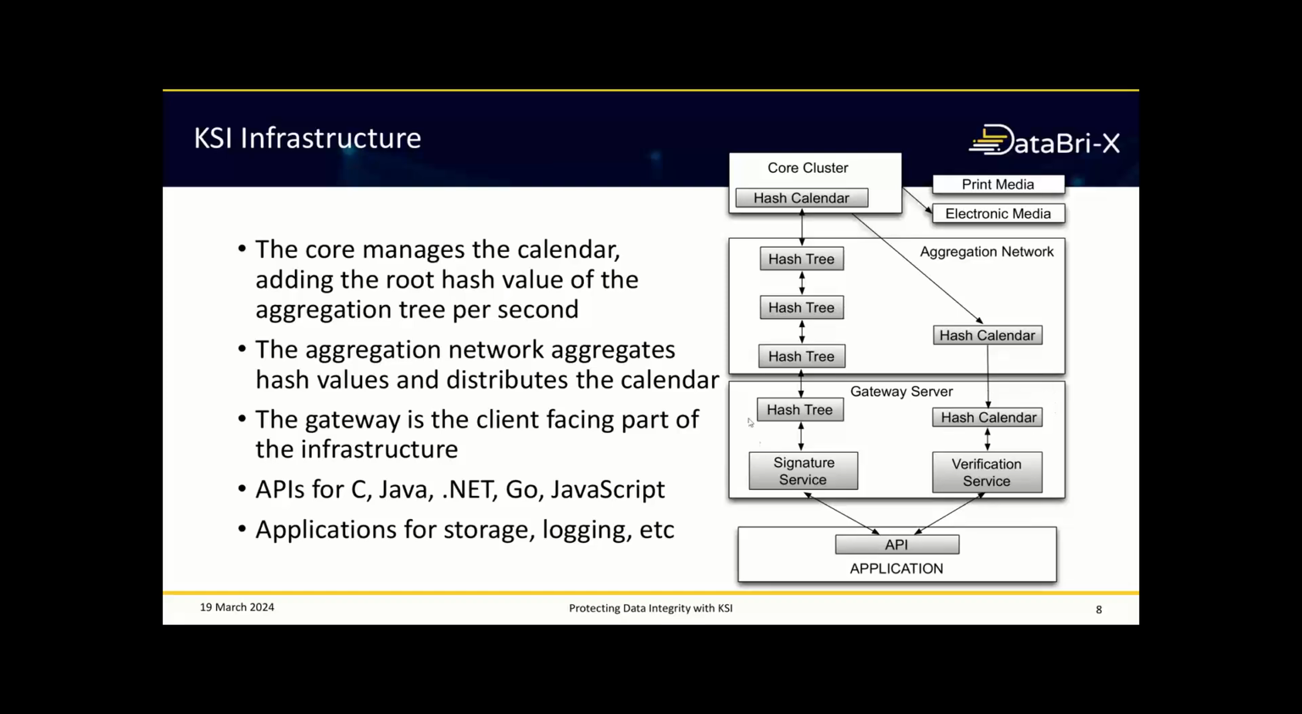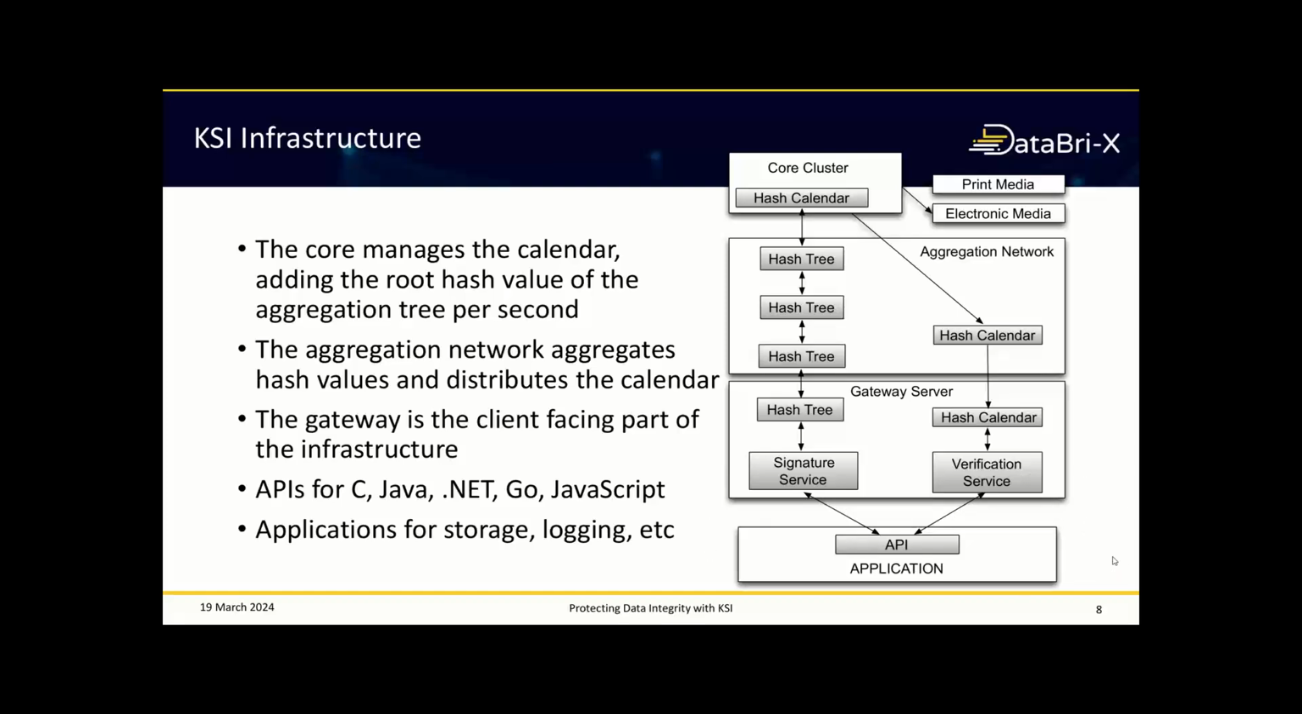And also the gateway server can be deployed in a redundant configuration, so that a client who needs high availability of this service can deploy multiple gateway servers in parallel and then take them offline for maintenance one by one without disrupting the service to the final applications.